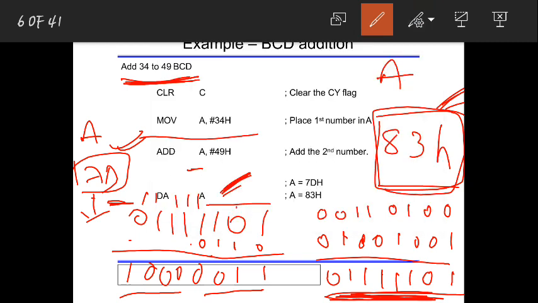Now see, here he has written A is equal to 7D before the DAA instruction execution. But after execution of that, A is equal to 83H. So 7D we got here and 83 we got here.